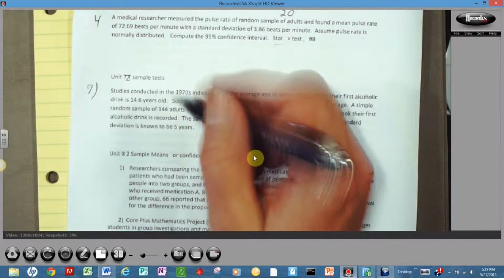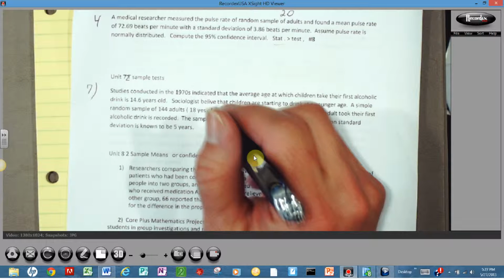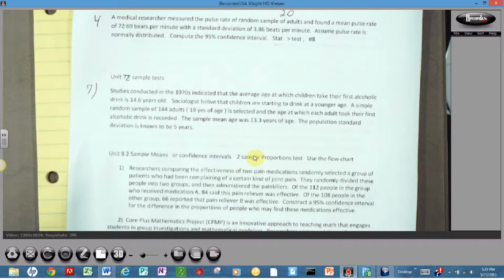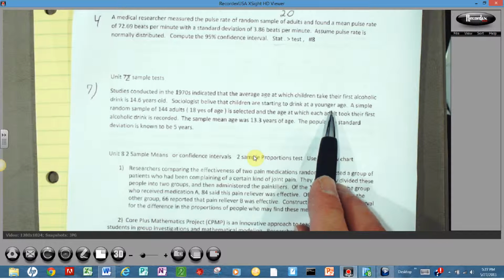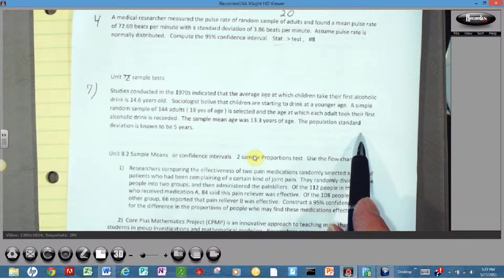We are now going to move down to unit number 7, and this is an example of a z-test. The question starts out with studies in the 1970s indicate that the average age for children that take their first alcoholic drink is 14.6 years old. Sociologists believe that they are starting at a younger age. A simple random sample of 144 adults is selected, and the age at which the adult took their first alcoholic drink is recorded. The sample mean age is 13.3, and the population standard deviation is known to be 5 years.